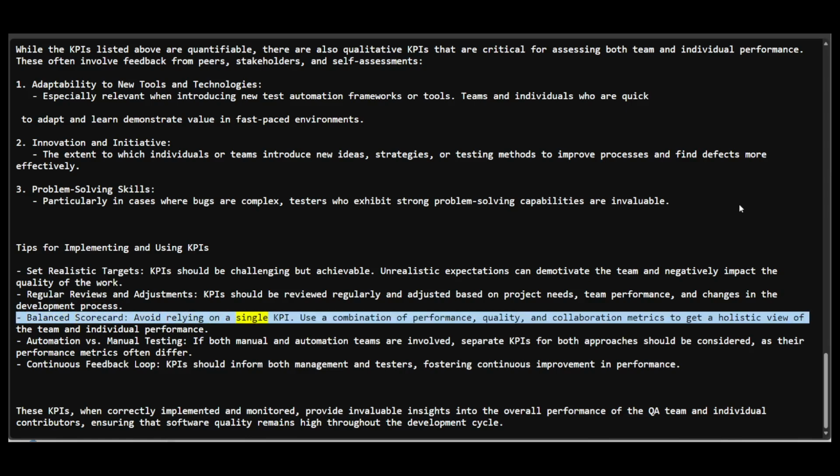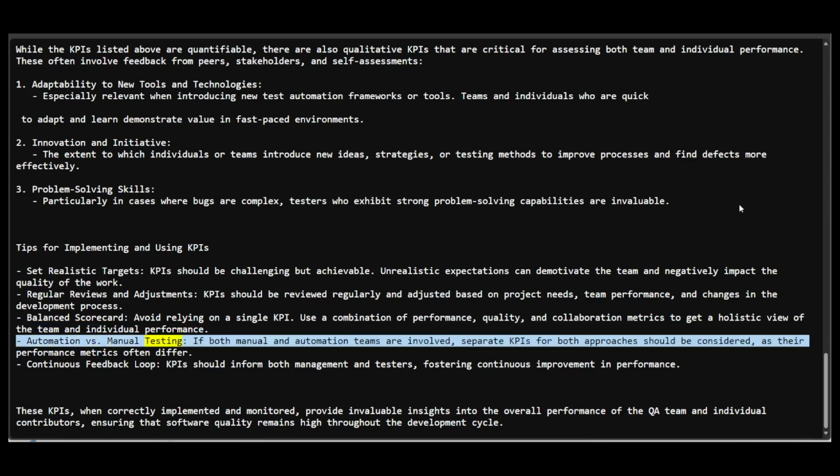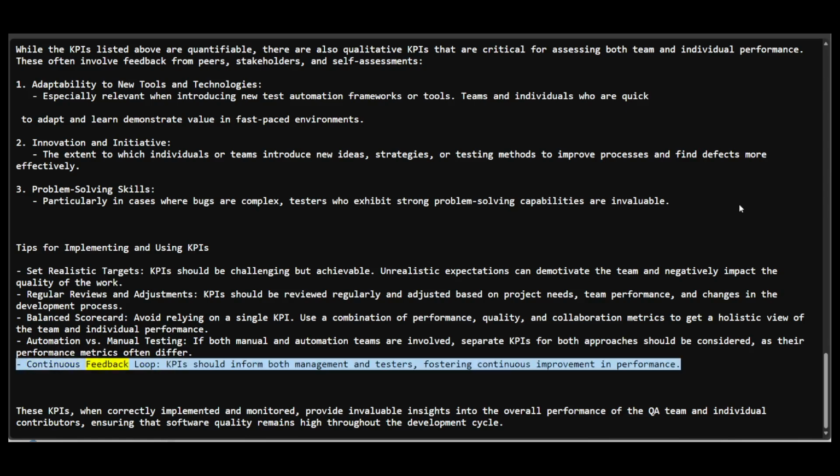Avoid relying on a single KPI. Use a combination of performance, quality, and collaboration metrics to get a holistic view of the team and individual performance. Automation versus manual testing. If both manual and automation teams are involved, separate KPIs for both approaches should be considered, as their performance metrics often differ. Continuous feedback loop. KPIs should inform both management and testers, fostering continuous improvement in performance.